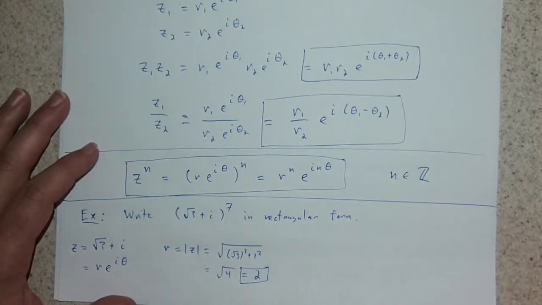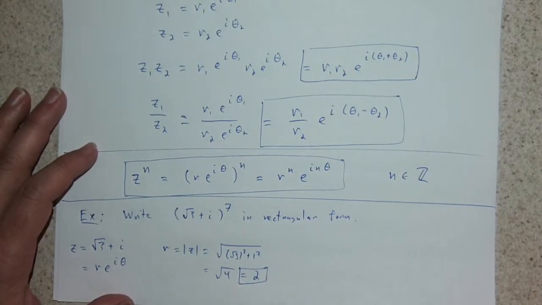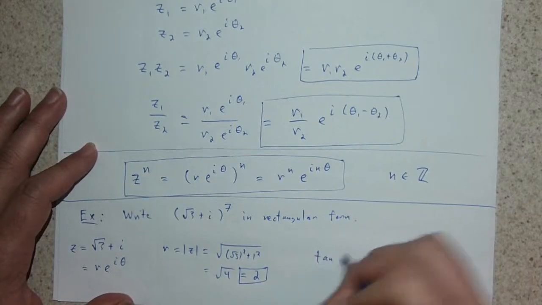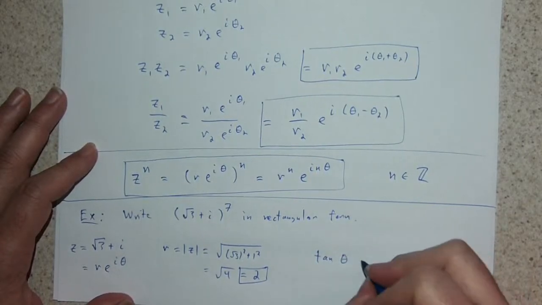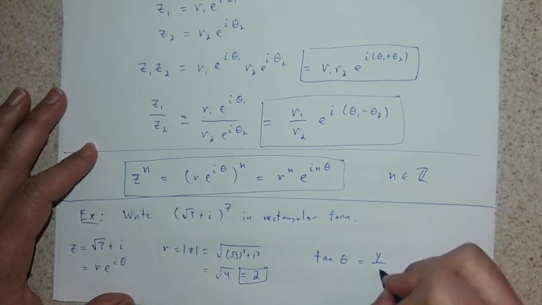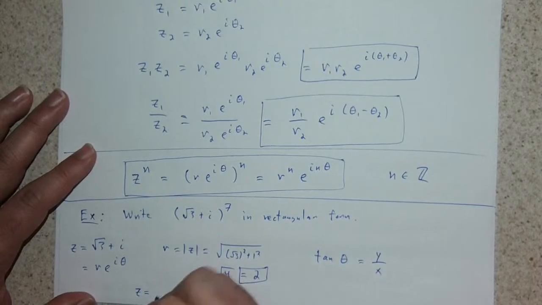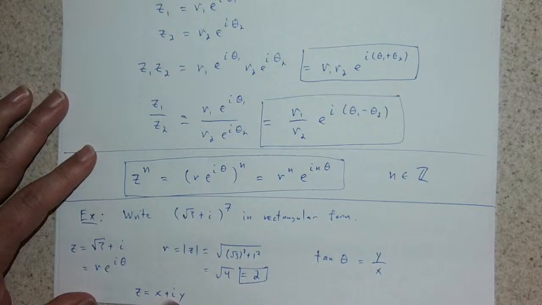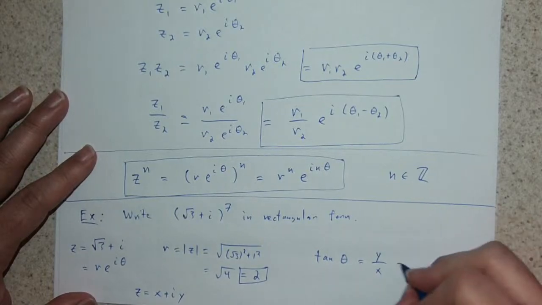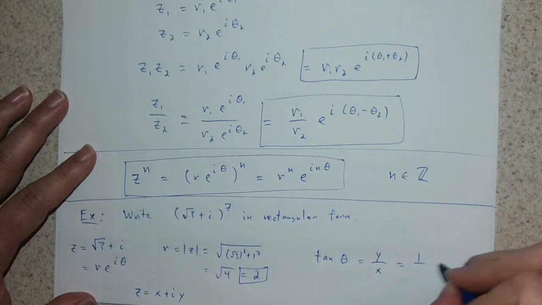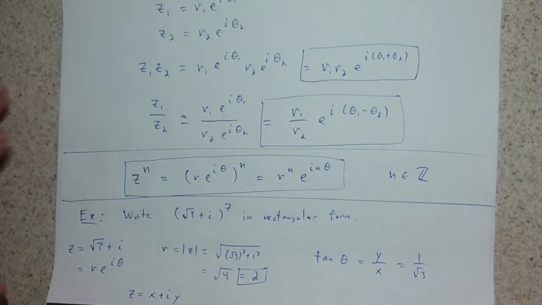Okay, so r is 2. How do I find theta? Well, again, from polar form, one of the ways of thinking about theta is that tan theta is y over x here, right? Where the y over x, remember, they come from the fact that z is x plus iy. So y is the imaginary part, x is the real part. So the tangent of theta is equal to imaginary over real part. So for this z, that is 1 over root 3.